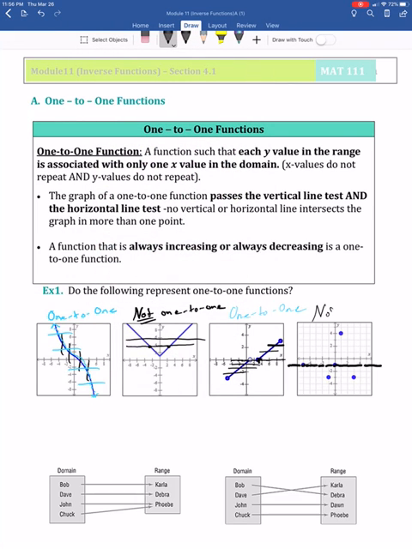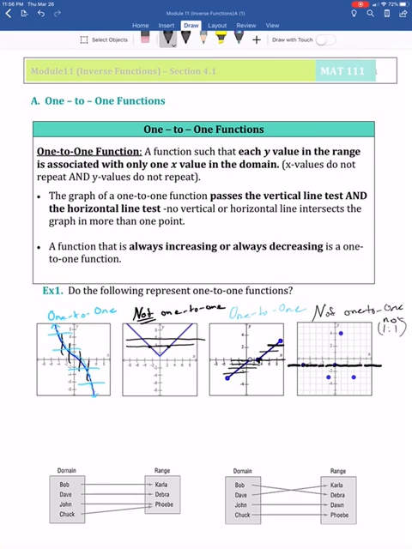So again, not a one-to-one function. And again, we can abbreviate one-to-one as 1:1. All right, this one is not. With that said, you can see over here we've got some comparisons between two sets, domain and range. In this first example, each value of the domain, each member here, Bob, Dave, John, and Chuck, corresponds to exactly one member in the range, not more than one.